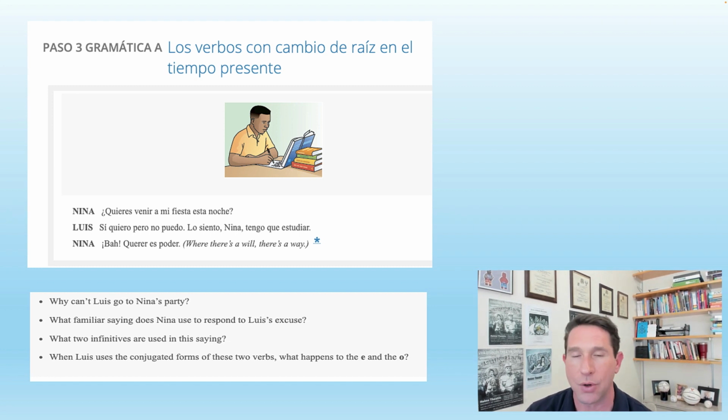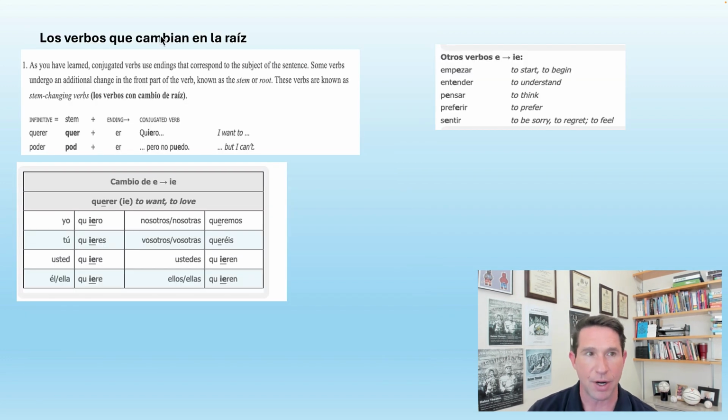There's 3 categories of stem changing present tense verbs, right? Los verbos que cambian en la raíz. And remember, this is Paso 3, capítulo número 3, so use the table of contents to get there. As we've learned, the conjugated verbs use endings that correspond with the subjects. Remember, we've been practicing this from the very beginning, the verb paradigm. So some verbs, especially these high frequency verbs, undergo an additional change in the front part of the verb, known as the stem or the root.